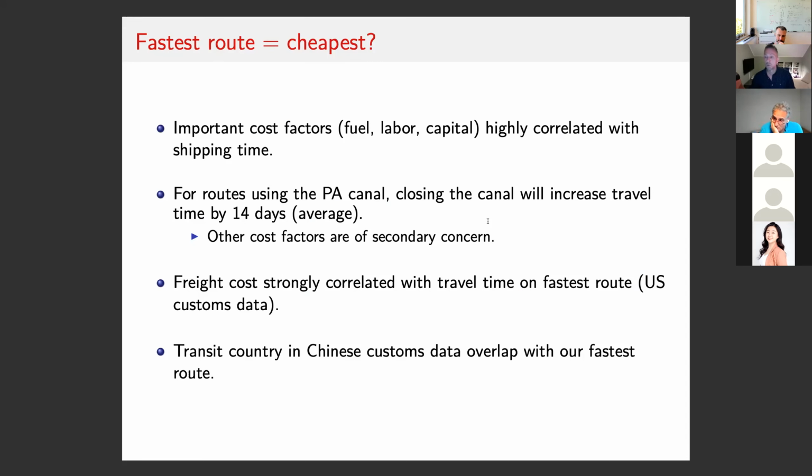So what we did was, instead of asking the route planner to find the fastest route, we asked the route planner to find the second fastest route, okay? And then we can check how much delay you would get if we close down the Panama Canal. And the answer is that it would give us a delay of 14 days on average, right? So two weeks on average if you're not using the Panama Canal. So I think that's at least reassuring that other cost factors would be a secondary concern. Those factors would have to be very, very high in order to eliminate a 2-week delay.